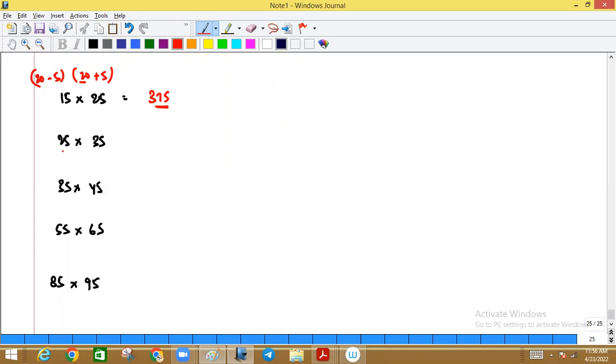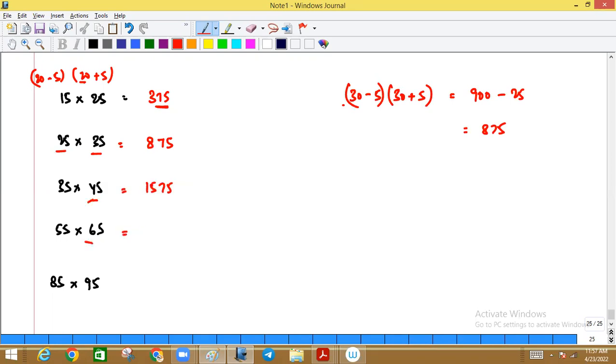75 is common. Out of 400, you subtract 1, it is 300. In between 30, 30 square is 900, 9 minus 1, 8, 75 is common because 900 minus 25. I'm writing it as how? 30 minus 5, 30 plus 5. In mind, it is 925. How much is it? 875. It should happen immediately. 1600, therefore 1575. 3600, it is 3575. 8100, 8075. What is the formula I'm using? A plus B into A minus B, that is A square minus B square.